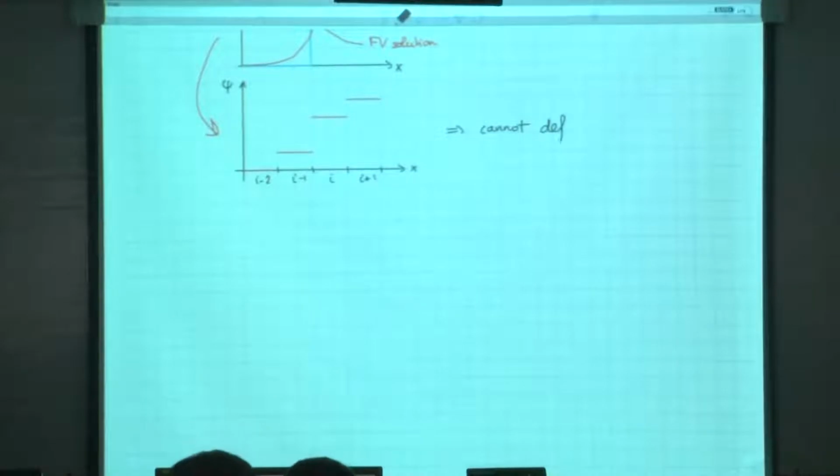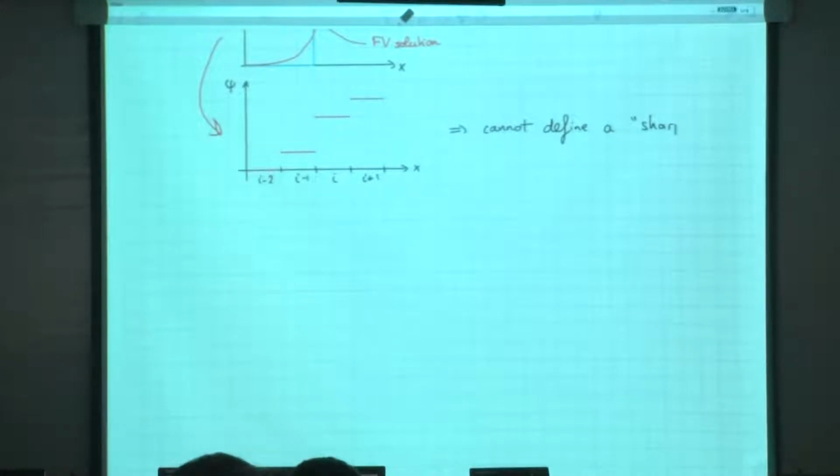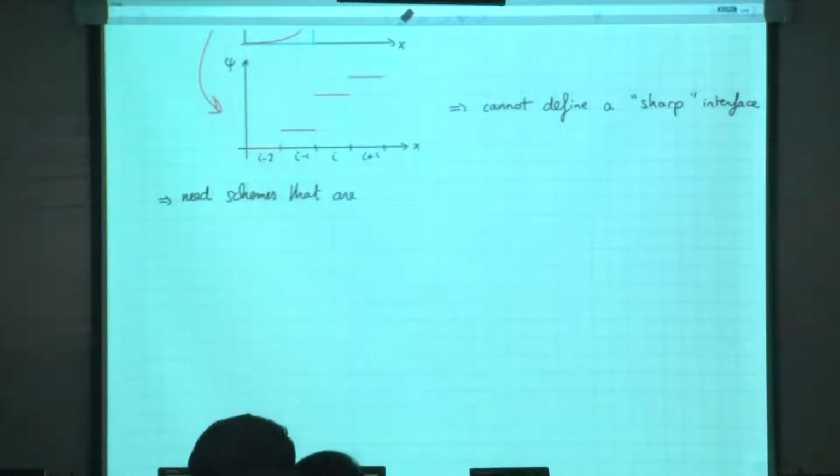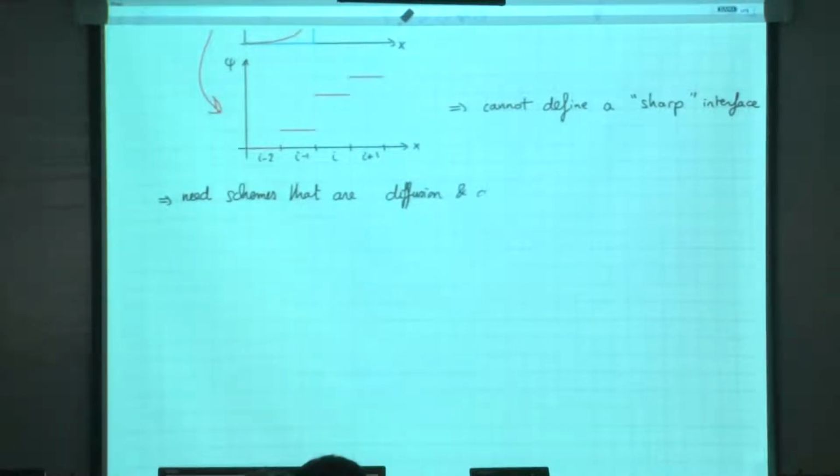So here we cannot define a sharp interface. So overall, we need schemes that are diffusion and dispersion error free in the interface normal direction.